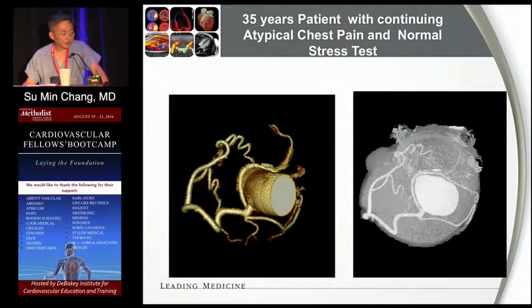And this is another patient, 35 years old, with continued chest pain, who keeps coming back with chest pain, and I repeated treadmill, nuclear, and even a stress echo, I believe. And he has a single coronary. I'm not sure that's the cause of his chest pain, but it's an interesting finding and a nice picture.